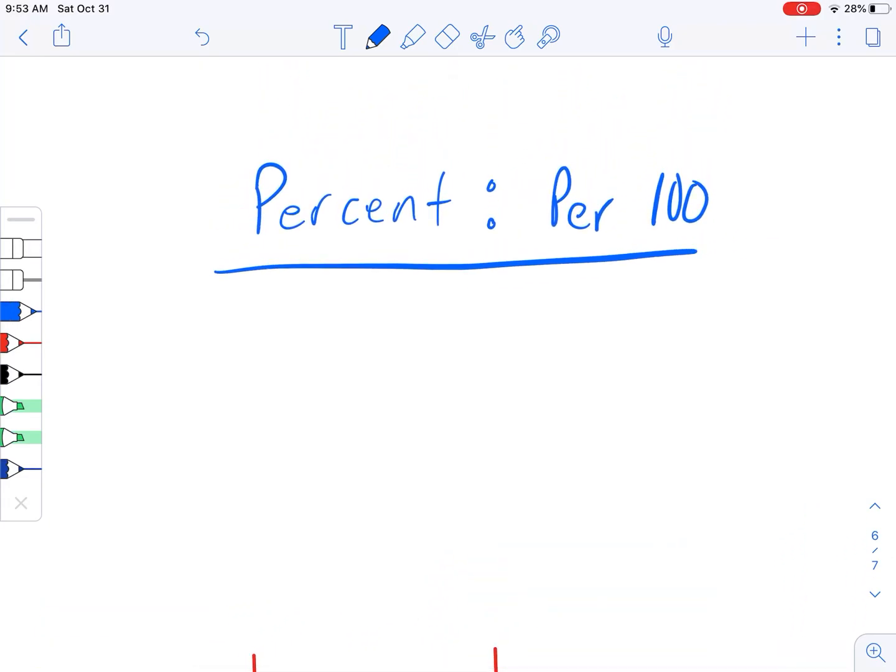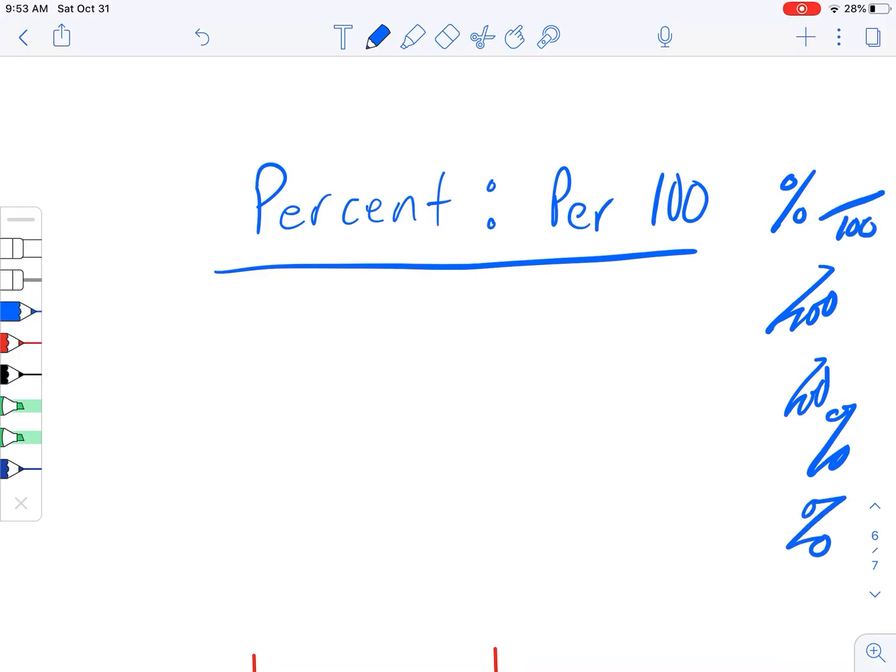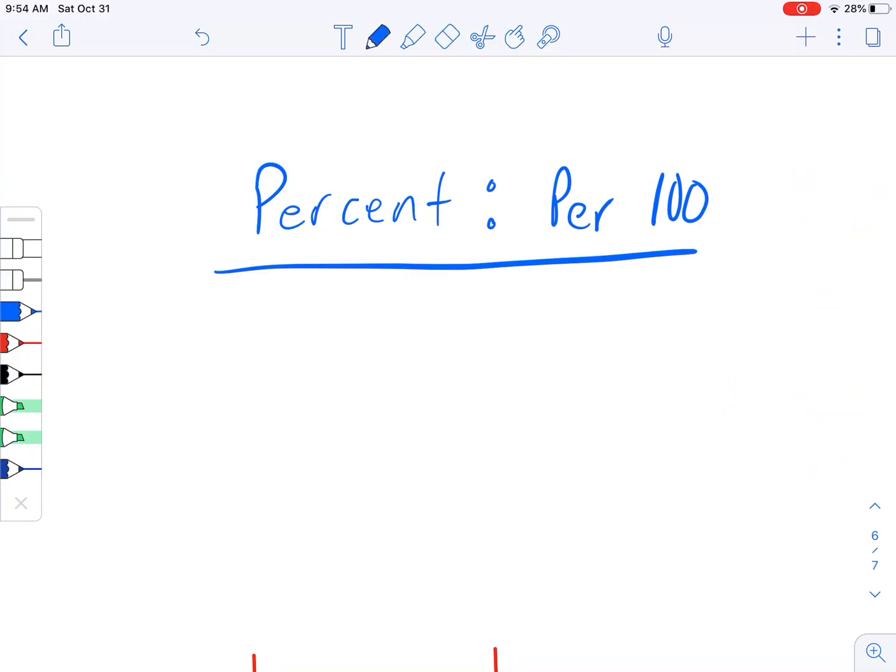Percentages: I want you to think about the percentage as per 100. And honestly, I have a feeling the percent symbol used to stem from over 100, and somehow somebody just kept writing it, and it eventually became this strange percent symbol. I think it has something to do with somebody quickly writing out of 100. I just made that up. I have no idea if that's true, but it makes sense to me. So percent is per 100.